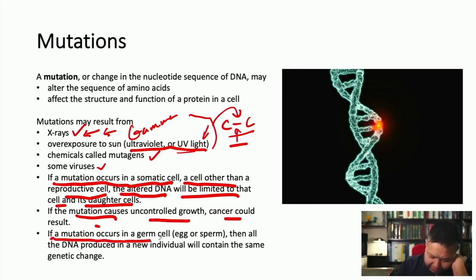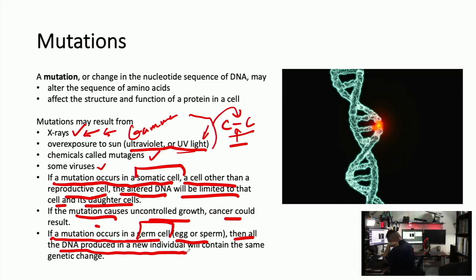If a mutation occurs in a germ cell, that's the difference, right? We have a somatic cell here, which is anything but a sex cell, and then the germ cell, which is a sex cell, egg or sperm. Then all of the DNA produced from that new individual will contain the same genetic change. So be careful with that. This is a little picture of a mutation there. I don't know what mutation, but it's there.